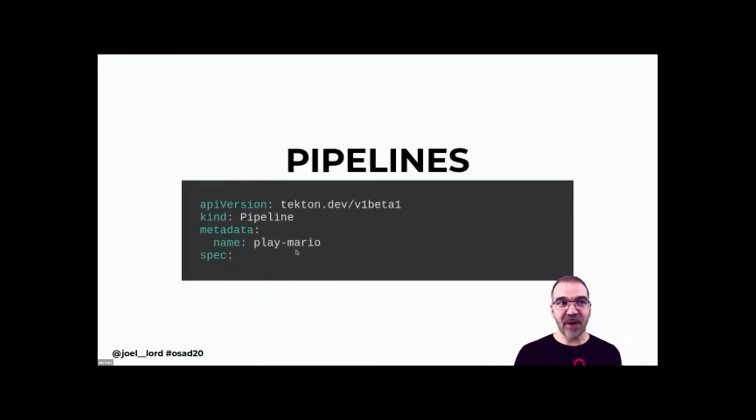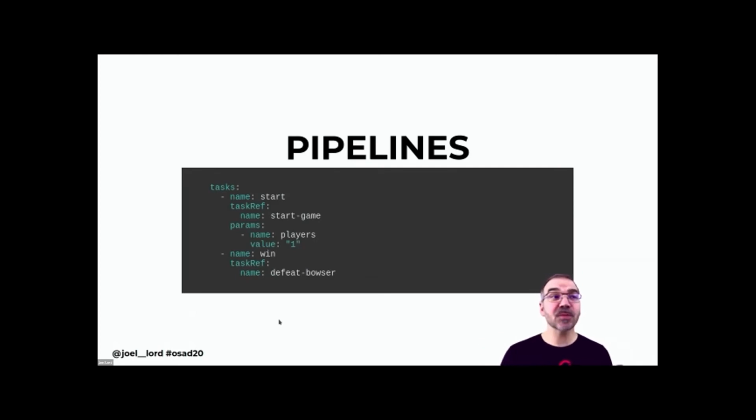Now onto our pipeline. So we want to play Mario for our pipeline. So we will create an object. Again, we'll use tekton.dev/v1beta1. We will create an object of kind pipeline, and we'll give it the name play Mario. In our spec, we will have a tasks array, and our task array will have multiple tasks.